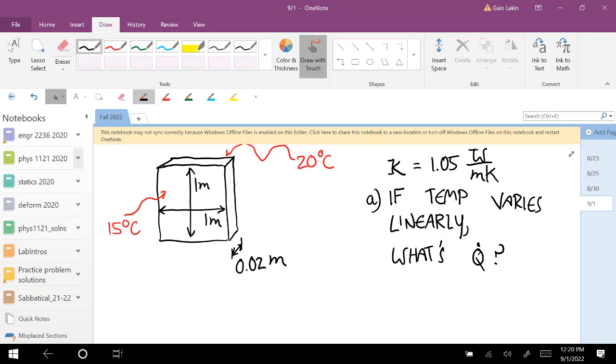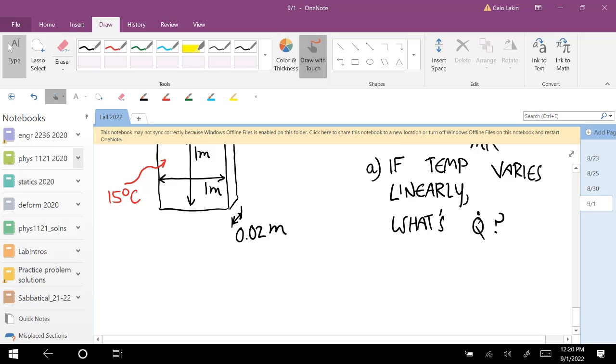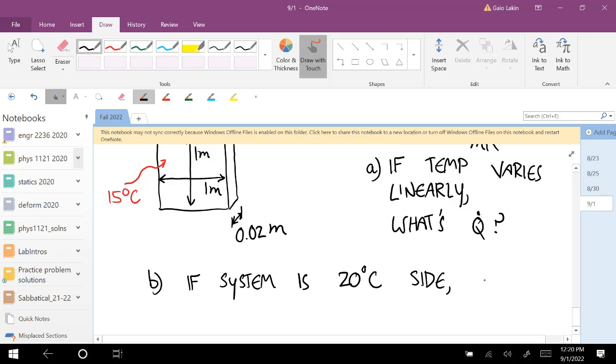Okay, so for part B, if our system is the 20 degrees Celsius side, say that's inside the house and we're interested in what's happening in the living room, what's the Q dot that you'd use for the differential first law of thermodynamics?